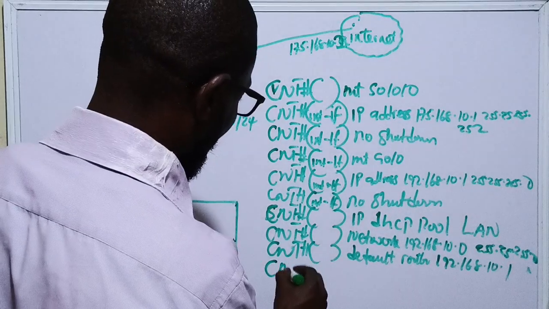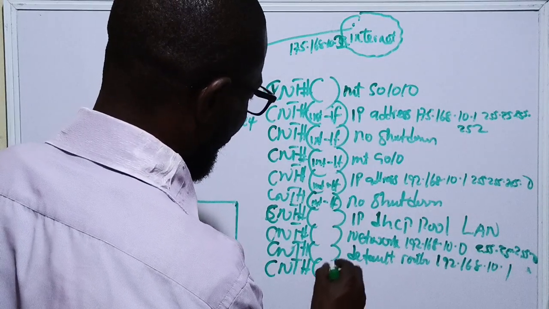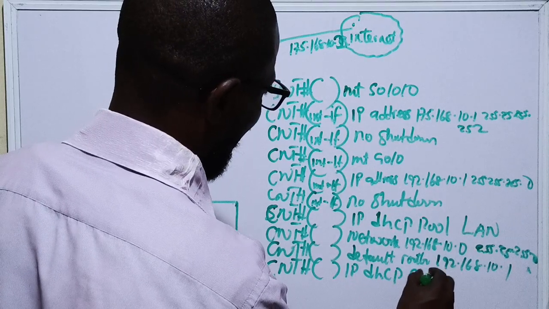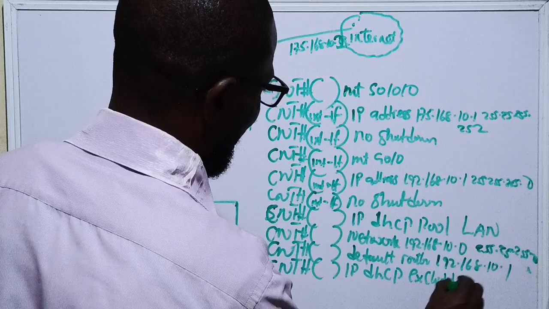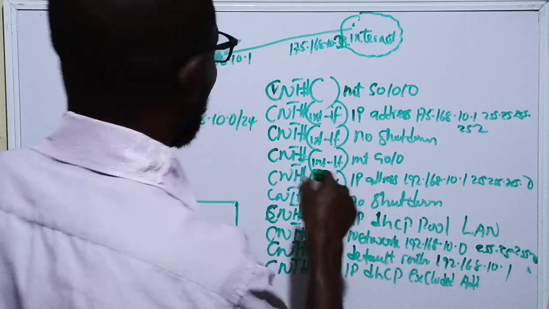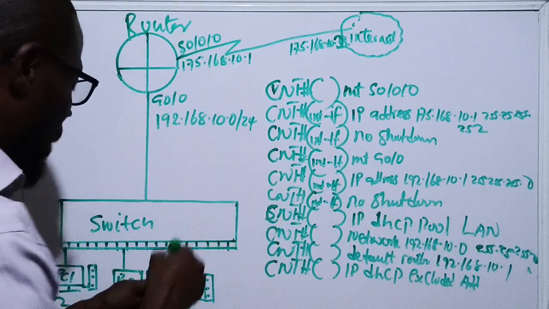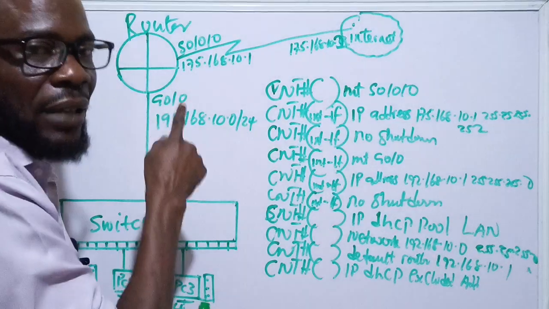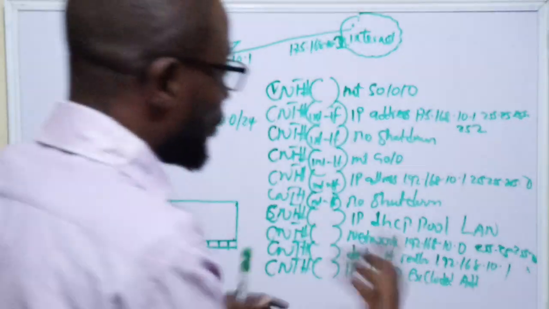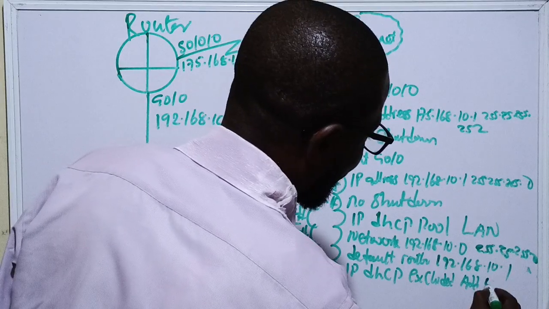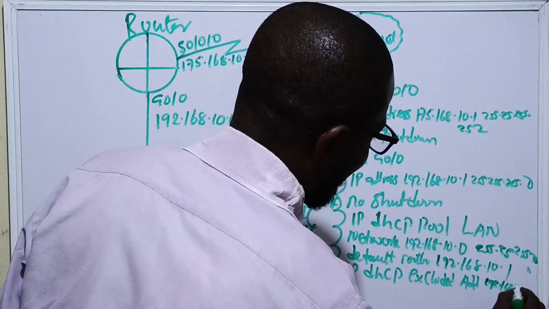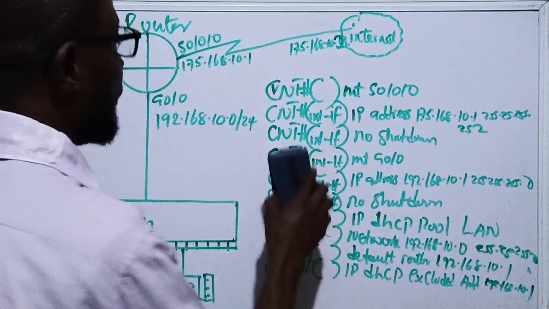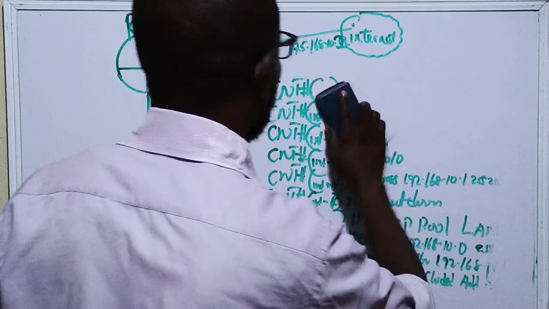So now, ip dhcp excluded-address. This address as well. You don't want the router to assign its own address to any system, so you exclude it. The excluded address is 192.168.10.1. You hit enter. Then you come up again. Let me come up so that you see what I'm doing.